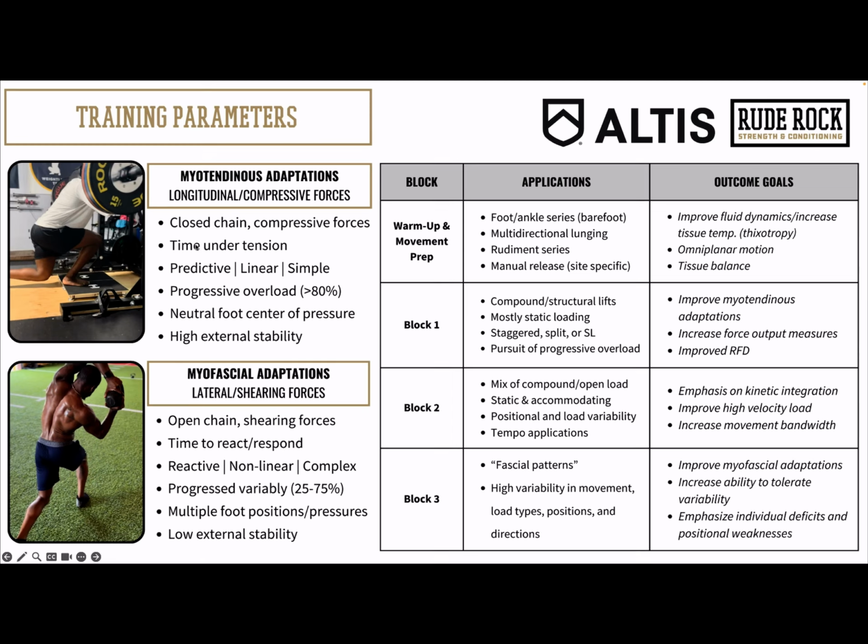So on the myotendinous side, it's going to be a lot of closed chain, compression, time under tension. These are going to be predictive and simple movements. We are going to have that pursuit of progressive overload. So this is where we will get our near max and maximal loading. And again, as we've covered, we want to have movements that are highly externally stabilized, so that we can just focus on moving that weight and producing as much force as we can.